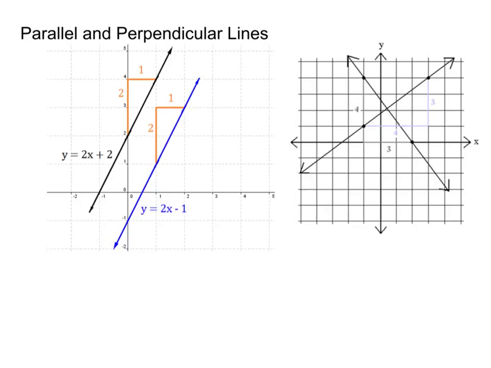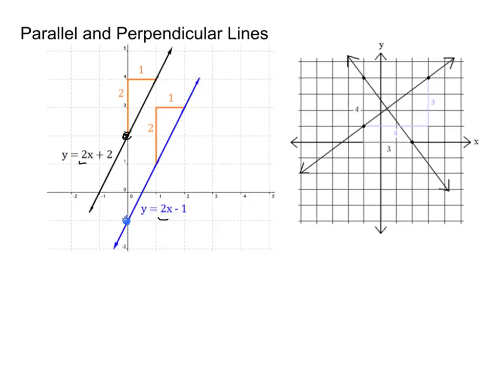Next we need to talk about parallel and perpendicular lines. Parallel lines basically have the same slope. You can see these nice slope triangles drawn. They both rise 2 and run 1, so they both have a slope of 2. But this one crosses the y-axis at 2, where the blue line crosses the y-axis at negative 1. So you've got 2x plus 2 and 2x minus 1. When you have parallel lines, their slopes are the same.